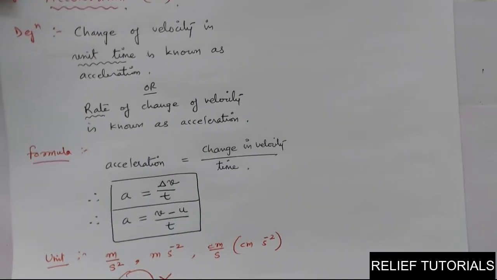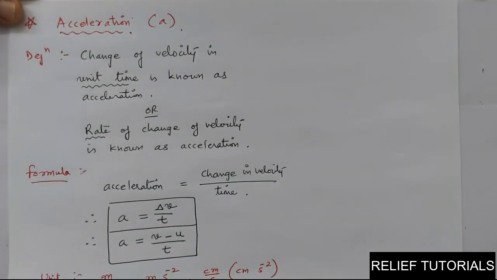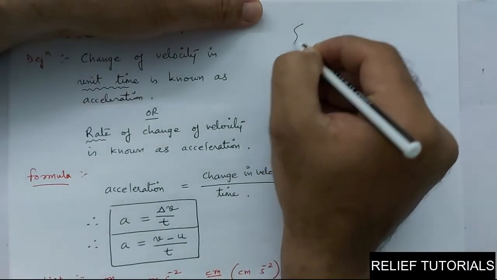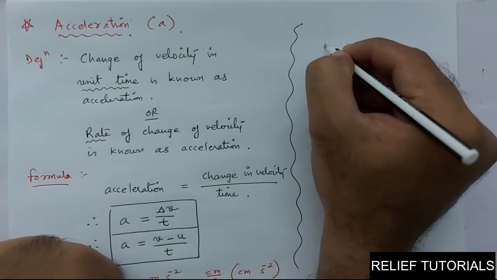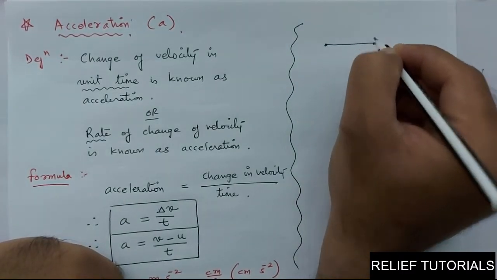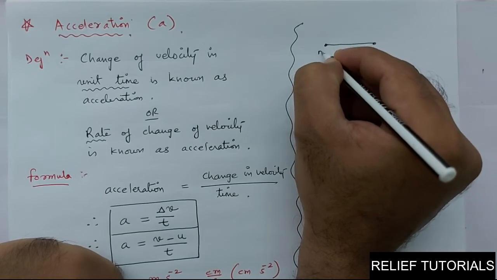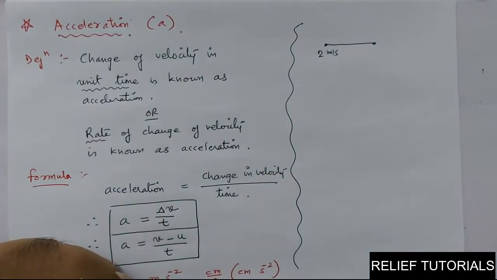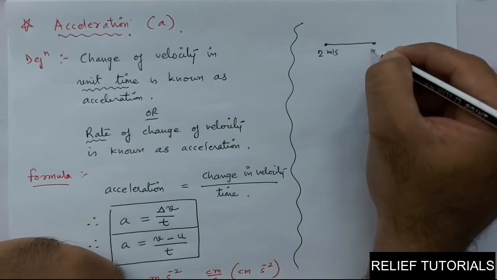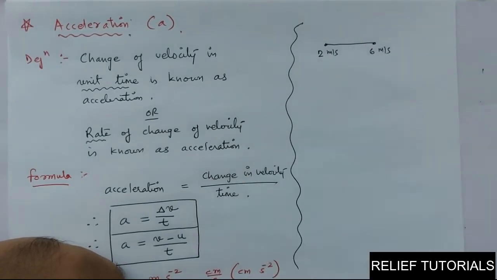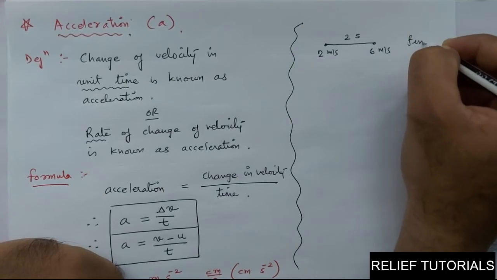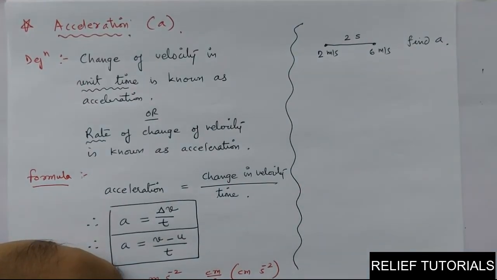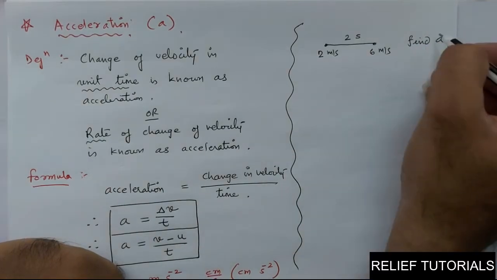Is that clear? Now further, let's take some examples. Consider this. Here the velocity of a particle is 2 meter per second, and after some time the velocity becomes 6 meter per second, and it takes 2 seconds to change that. Find A. If I ask you to find A, can you find the acceleration here? A for acceleration?